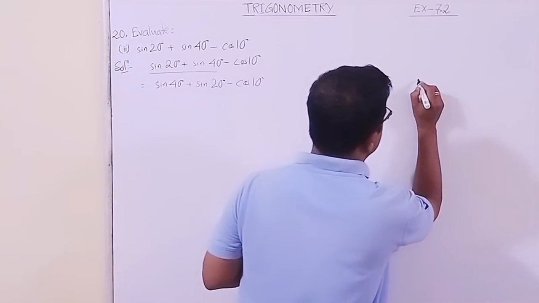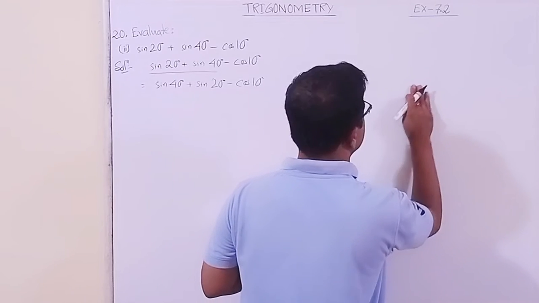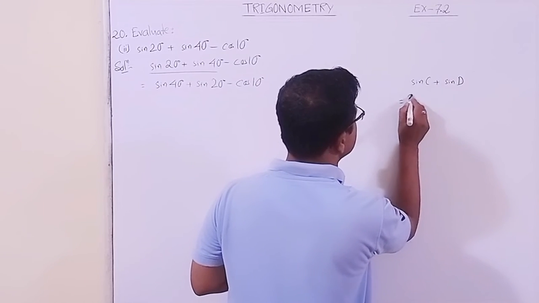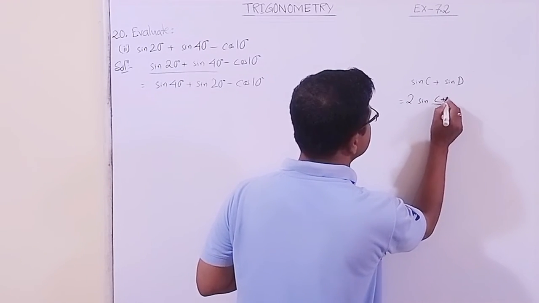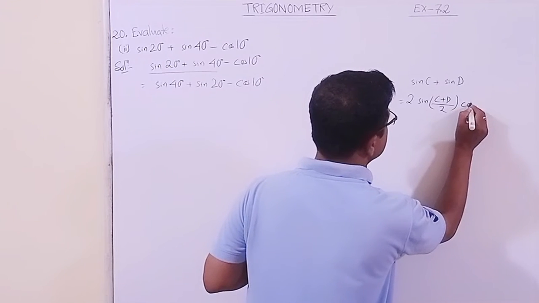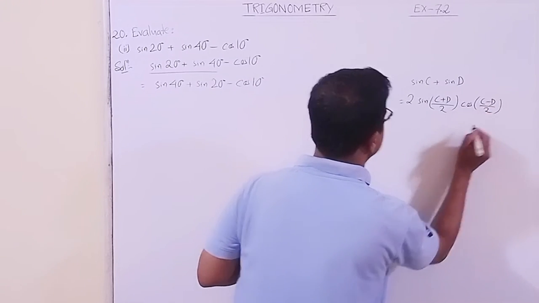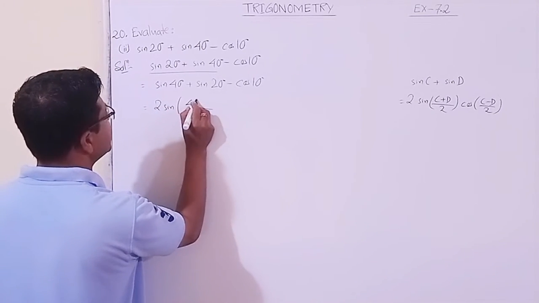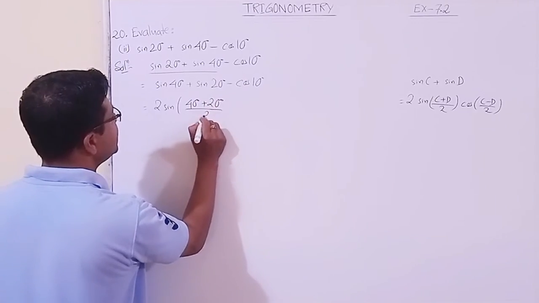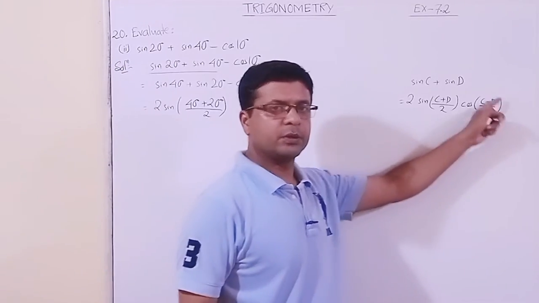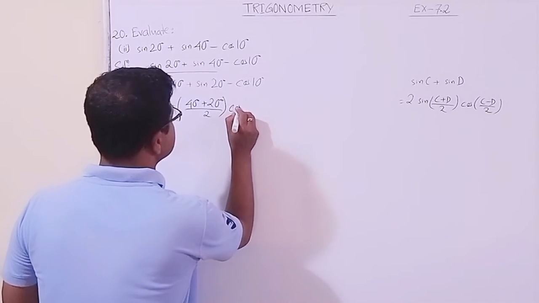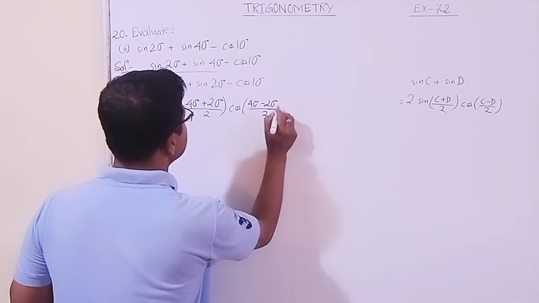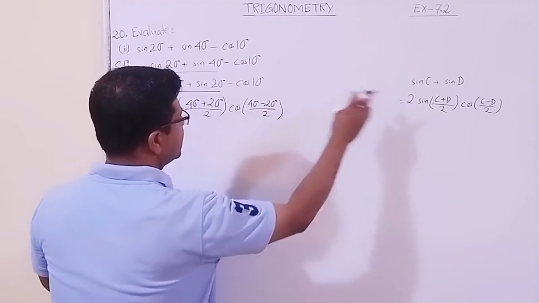Now here this formula we have to apply. That is, this is sine C plus sine D. What is the formula? Twice sine of C plus D by 2, then cos of C minus D by 2. Alright, let us consider twice sine of 40 degree plus 20 degree divided by 2. Okay, after that what is there? Cos C minus D by 2, 40 minus 20 divided by 2. Okay, this is done. We have applied that formula only.